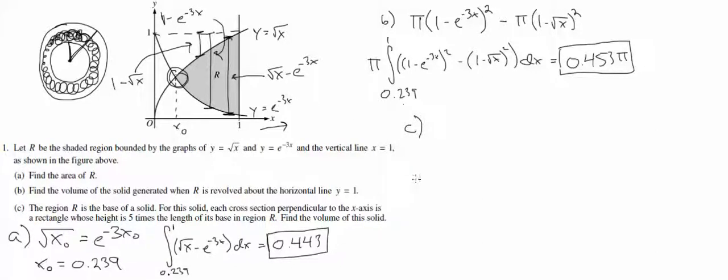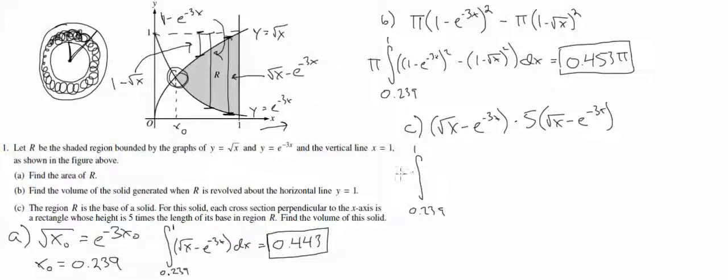So our cross-sectional area, which is also going to be our integrand, is just square root of x minus e to the negative 3x times 5 times square root of x minus e to the negative 3x. That's the base times the height of the rectangles, which are cross-sections perpendicular to the x-axis. To find the volume of the solid, we just need to integrate that along the x-axis. Our limits of integration are the same as they've been throughout the problem.